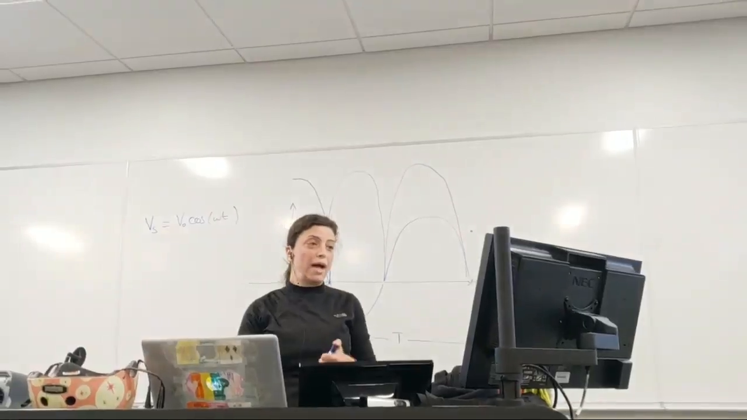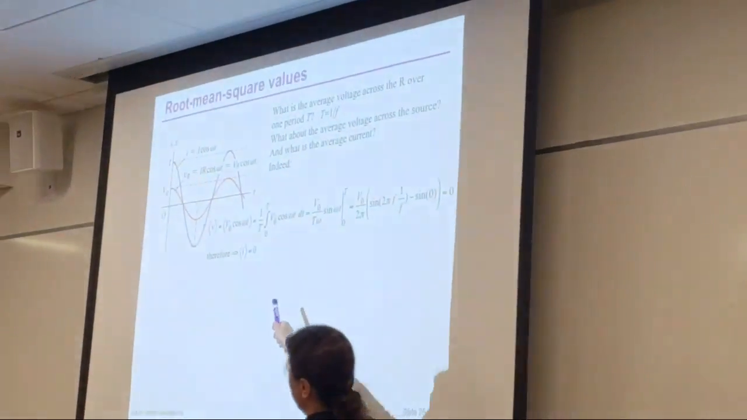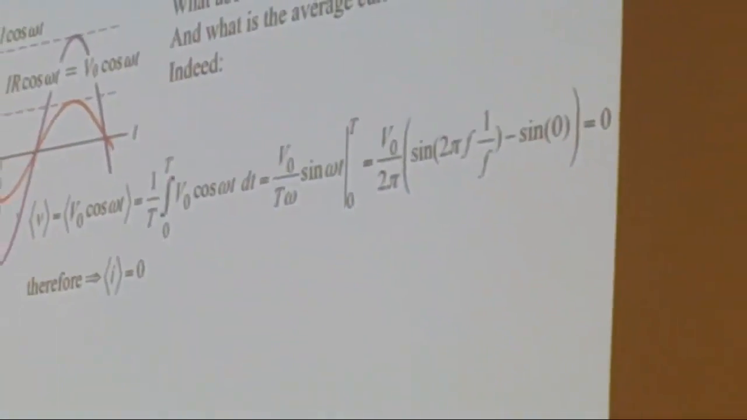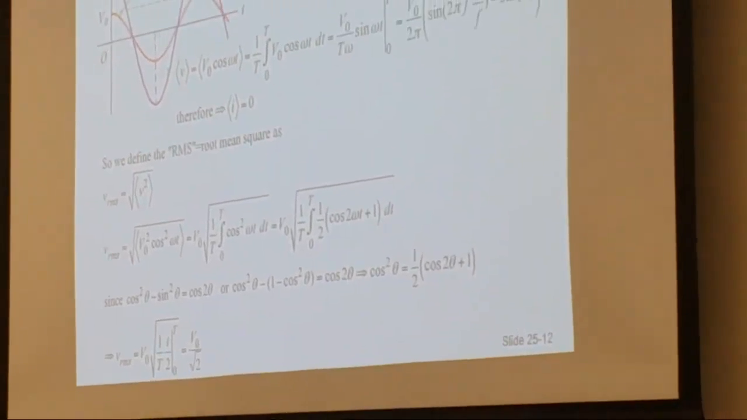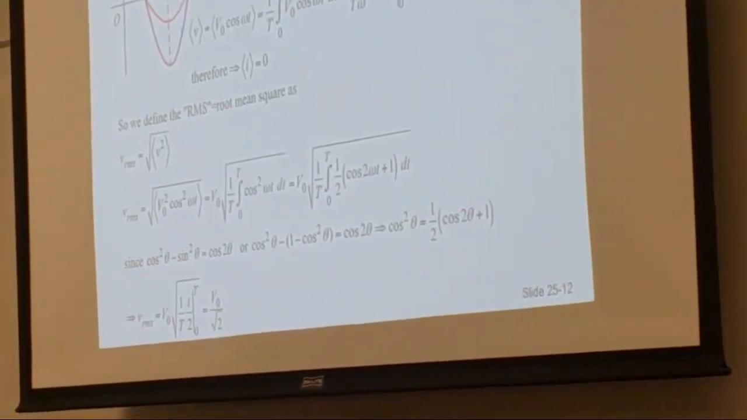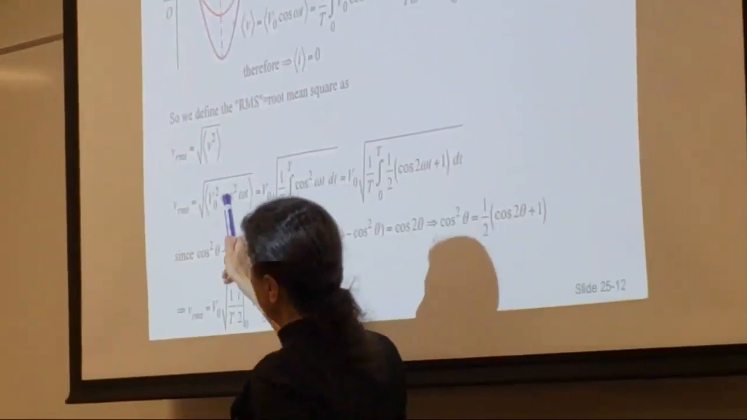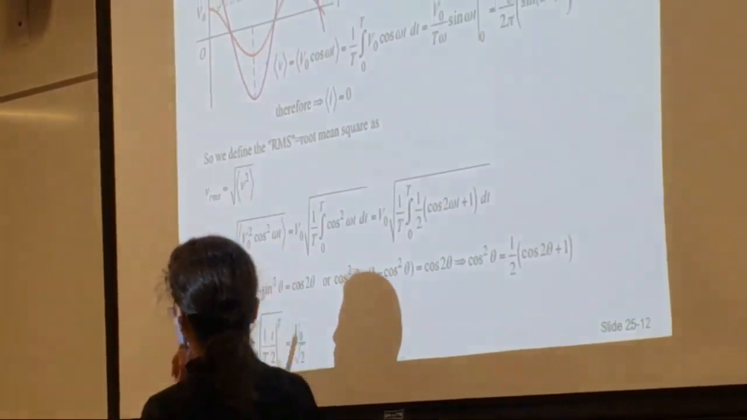So the mean, as we said, is equal to 0. Anyways, I'll fix this. So we define the root mean square as: you square the function first, then you take the mean by dividing by the period, and then you take the square root.